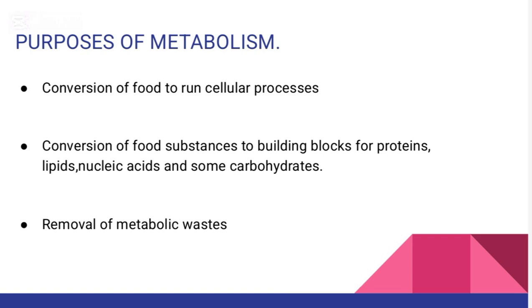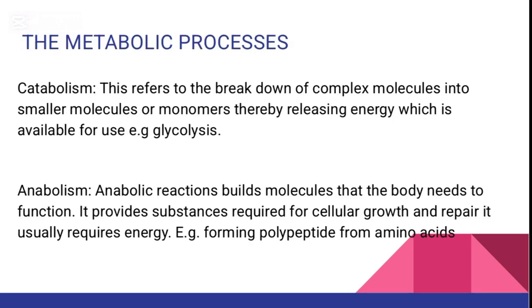The metabolic processes, which is the metabolism, are divided into two. Number one is catabolism, and number two is anabolism. Catabolism refers to the breakdown of complex molecules into smaller molecules or monomers, thereby releasing energy which is available for us to use, for our bodies, for our cellular processes. Catabolism takes in the food we eat and breaks it down into little pieces so that our body can absorb them and use them to fulfill our cellular needs. An example of this process would be glycolysis.